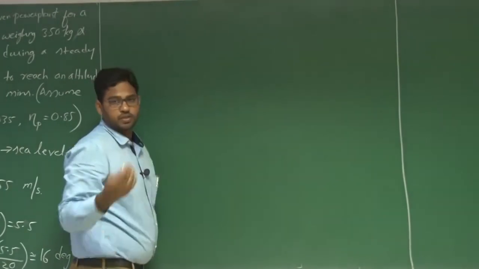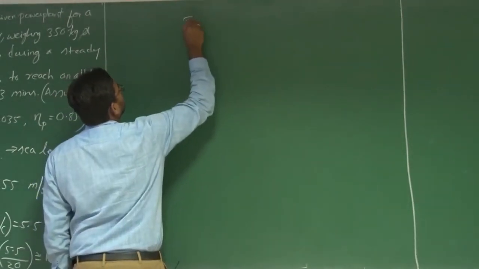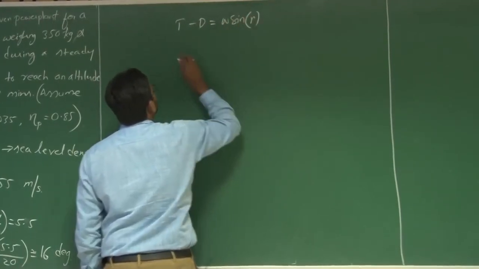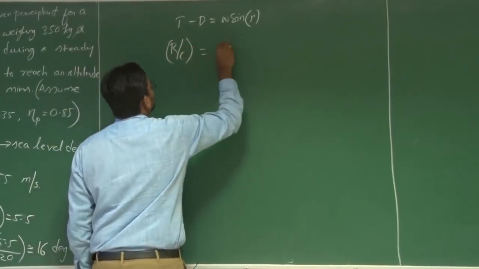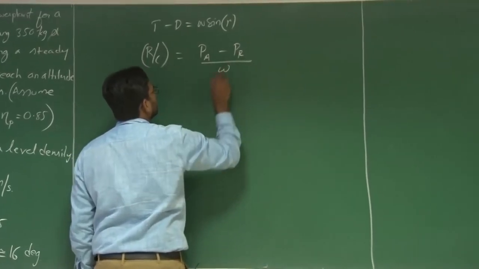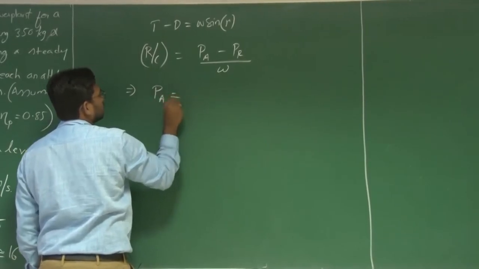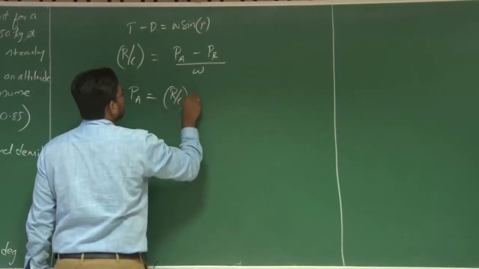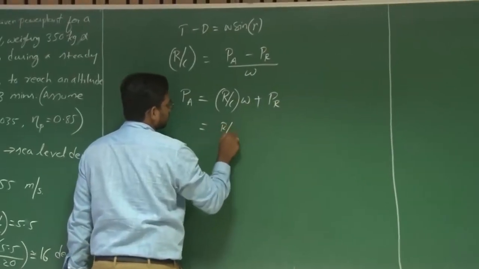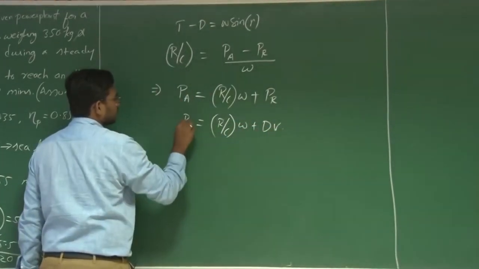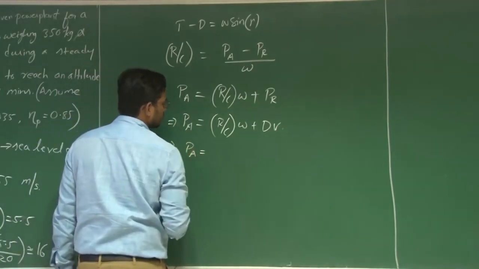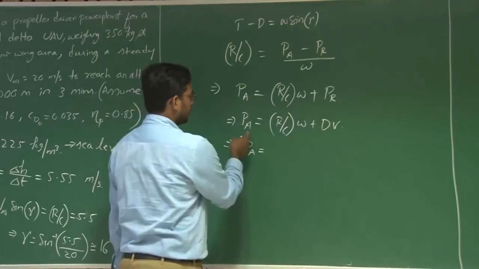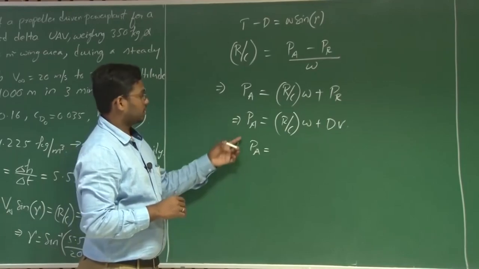So from equations of climb, CL1 and CL2, we have T minus D is equal to W sine gamma. So rate of climb is equal to power available minus power required divided by weight. This implies the power available, the power that the engine has to deliver, is equal to rate of climb times the weight of the system plus power required, which is density into corresponding velocity of climb. So the rate of climb here is 5.5. We need to figure out what should be the drag here. If you know that, then we will be able to estimate the corresponding power that has to be delivered from the power plant.